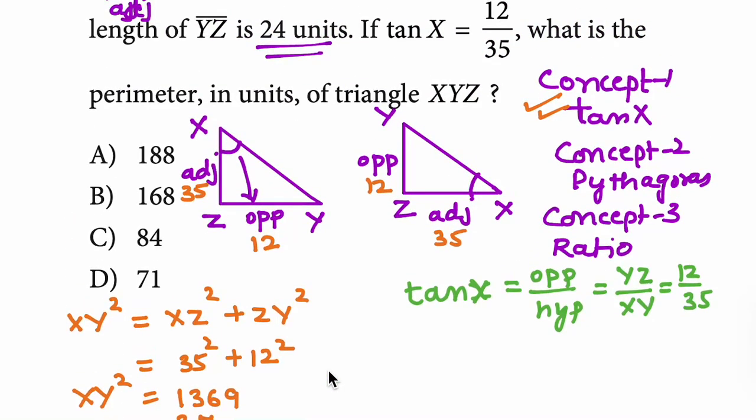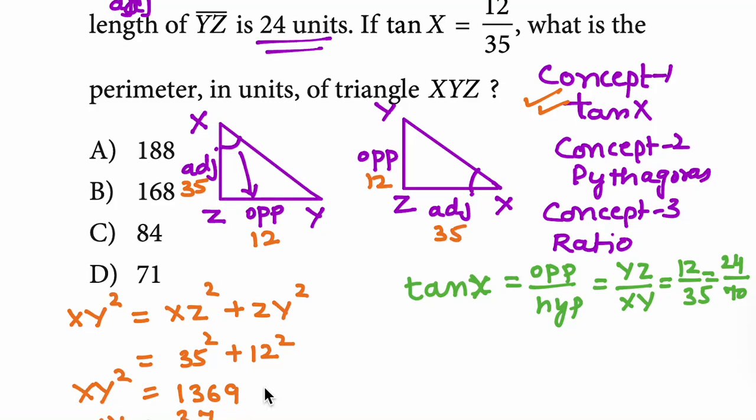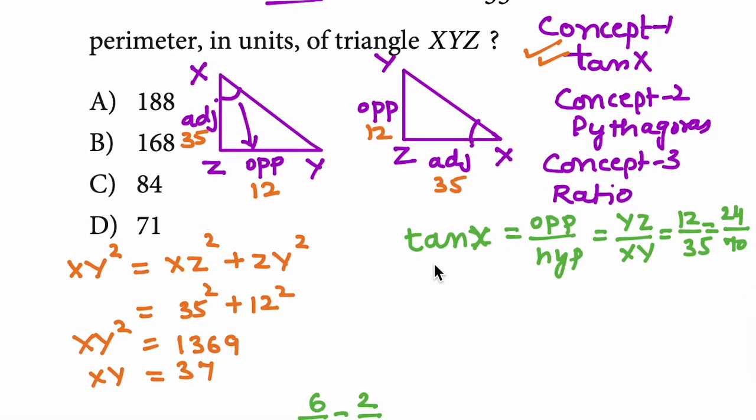So if I use this concept in my question, I need 24. That means if this needs to be double, this should also be double, and hypotenuse should also be double, right? The actual triangle is double this triangle. So that means the sides are 24 and 70, and double of 37, which is 74. Yes, these are all the sides. So the perimeter is equal to 168. So B is the right option, right?